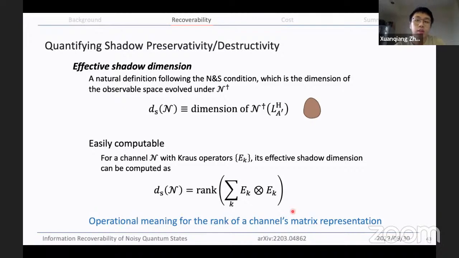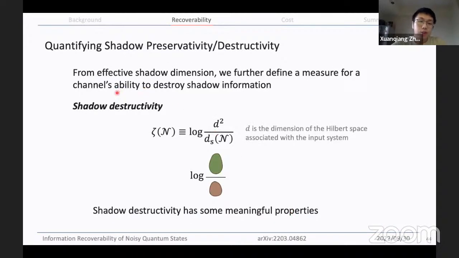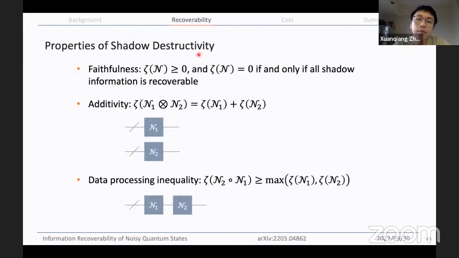And based on this effective shadow dimension, we further define a measure called shadow destructivity to measure a channel's ability to destroy shadow information. It is defined as the log of d squared over the effective shadow dimension. So d squared is the dimension of the original observable space. We take the log of this ratio so that the shadow destructivity has some meaningful properties. For one, it is faithful in the sense that shadow destructivity is non-negative, and it achieves 0 if and only if all shadow information can be recovered.